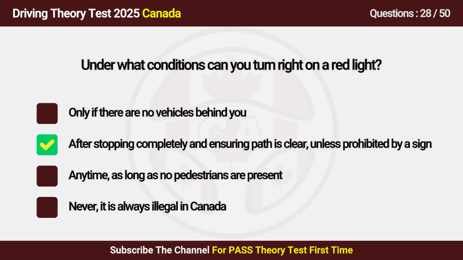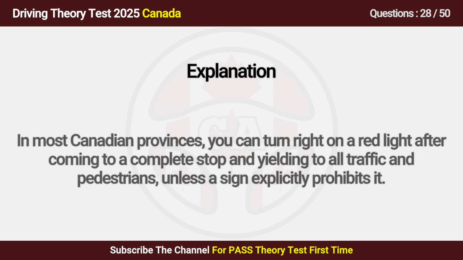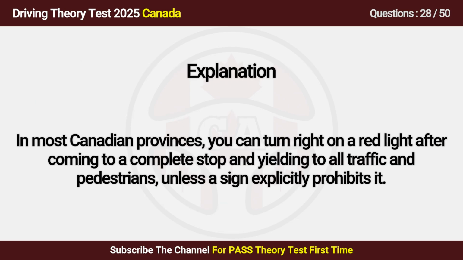Answer is B. After stopping completely and ensuring the path is clear, unless prohibited by a sign. In most Canadian provinces, you can turn right on a red light after coming to a complete stop and yielding to all traffic and pedestrians, unless a sign explicitly prohibits it.